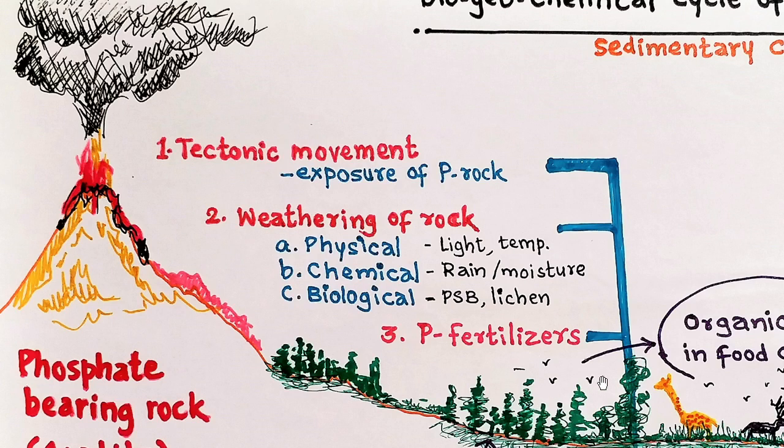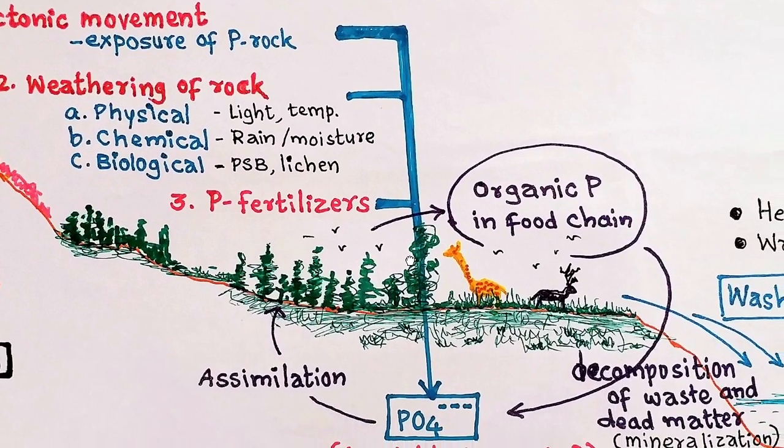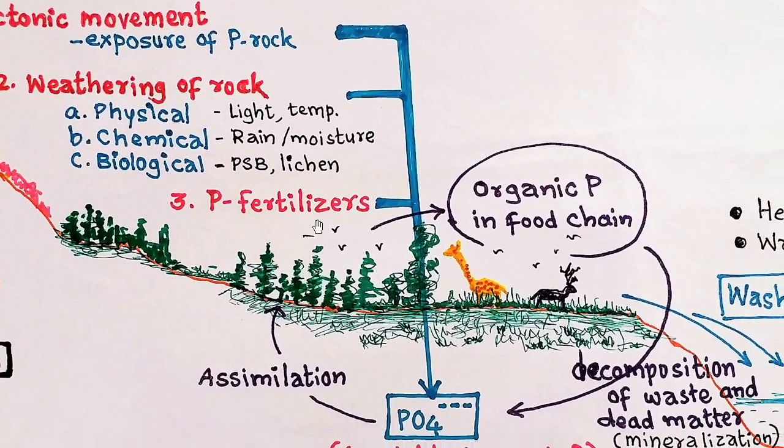The third important process of phosphate addition is phosphate fertilizers, which are used by farmers. This is an example of anthropogenic activity. The farmers use phosphate-rich fertilizers as phosphate is one of the macronutrients required by plants.